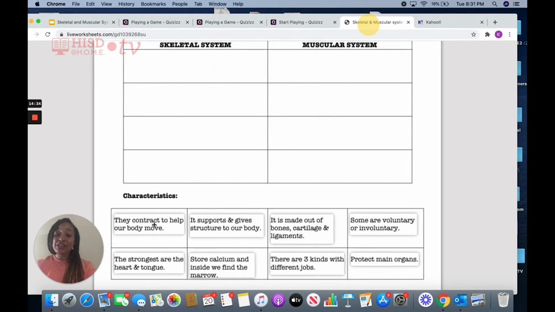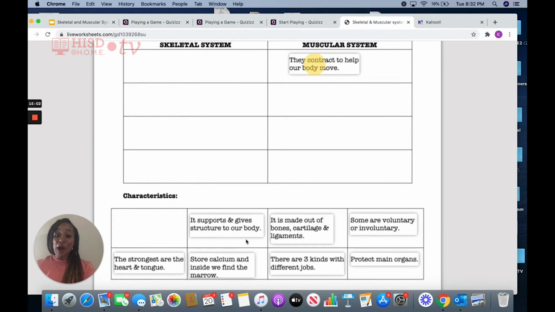They contract to help our body move. The key here is the word move. So where should we put this card? Should I place this card for skeletal or for muscular? Any ideas? You think muscular. Great job.